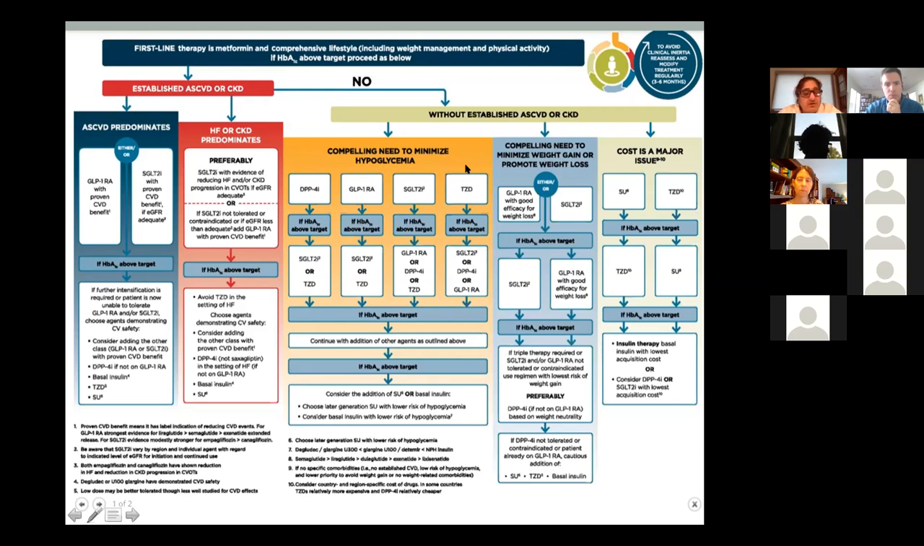So I know I spent a lot of time on this slide, but I think these are important considerations, and I think going forward, this is only going to get more complex, but this flow sheet tends to make it a little bit easier to think about.